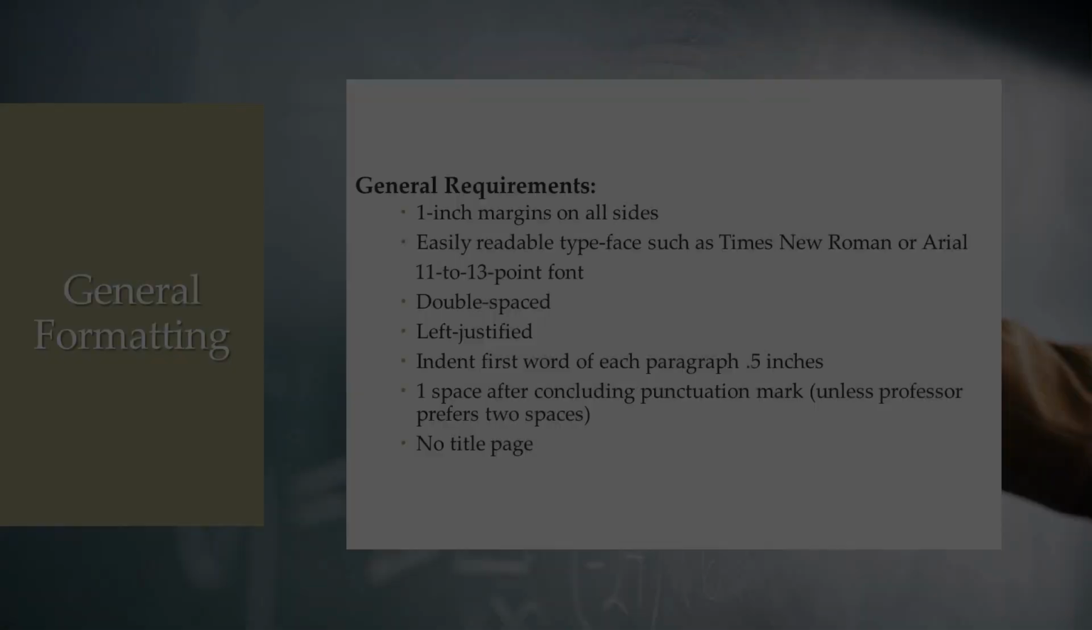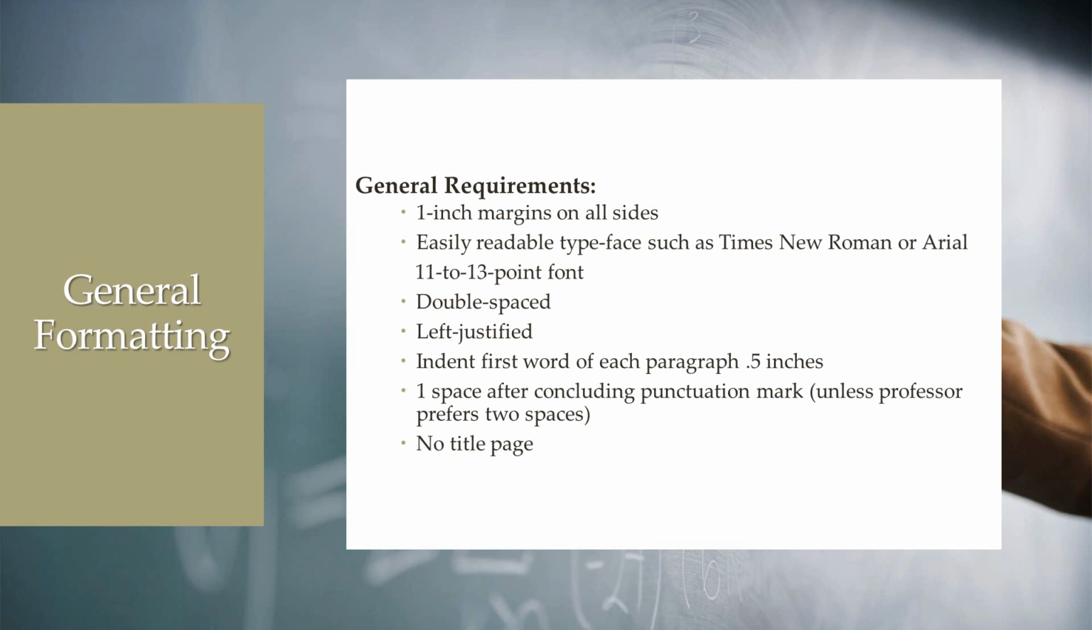Some general formatting guidelines in MLA include 1-inch margins on all sides of the paper, using an easily readable typeface such as Times New Roman or Arial 11 to 13 point font, double spacing, left justified text, indenting the first word of each paragraph a 1/2 inch, using one space after concluding punctuation marks, unless your professor prefers and indicates 2 spaces, and having no title page.